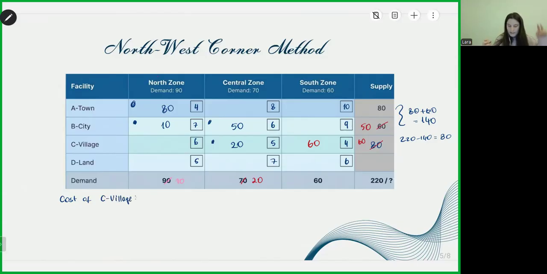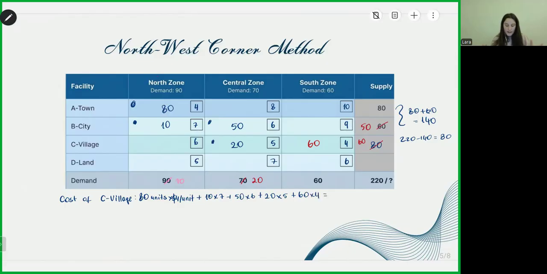So I am allocating 80 units times $4 per unit, plus 10 units times $7 per unit, plus 50 units times $6 per unit, plus 20 times 5, plus 60 times 4. What have I done here?